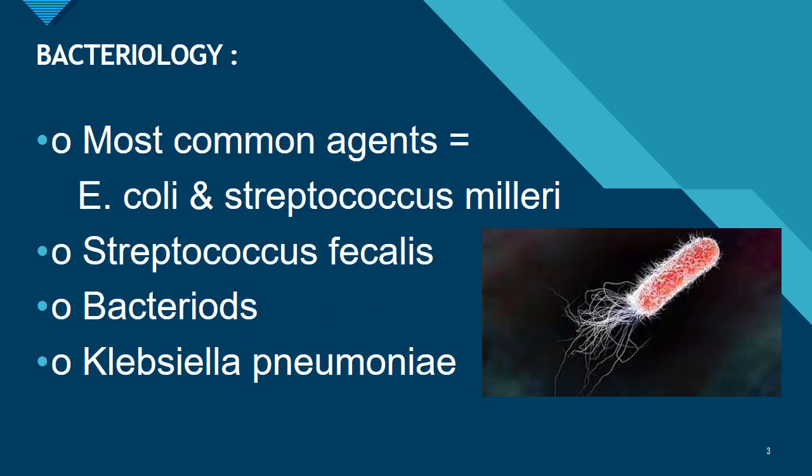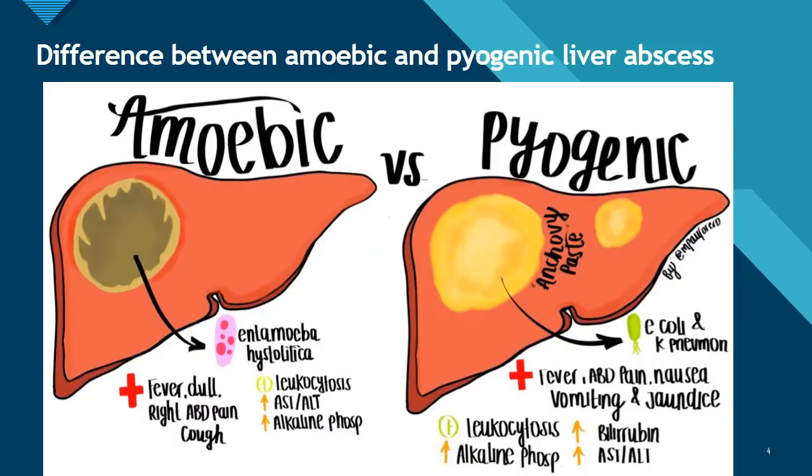The most common agent is E. coli or Streptococcus milleri. So you have to remember this, that the most common causative agent of pyogenic liver abscess is E. coli or Streptococcus milleri. Other causes are Streptococcus faecalis, Bacteroides and Klebsiella pneumoniae.